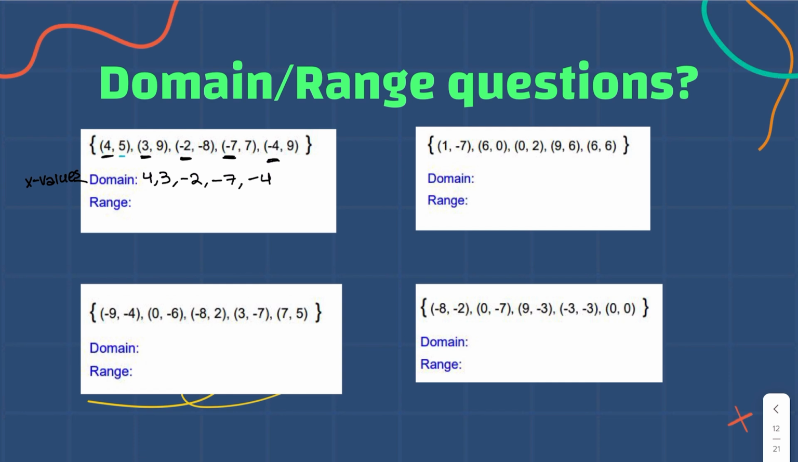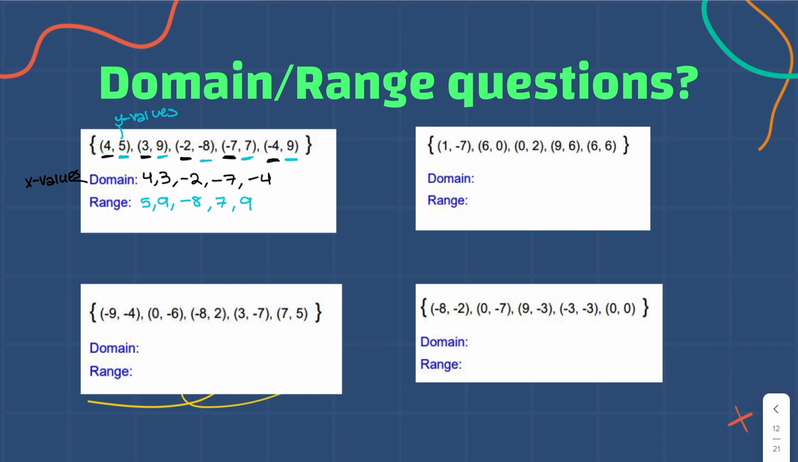And then for range, range is our y values. So we have a y value of 5, a y value of 9, a y value of -8, a y value of 7, and a y value of 9. We are just listing them out to get familiar with what domain means and what range means. So go ahead and try the next 3 on your own. Please pause the video and work on it, and then we'll come back together and review it.